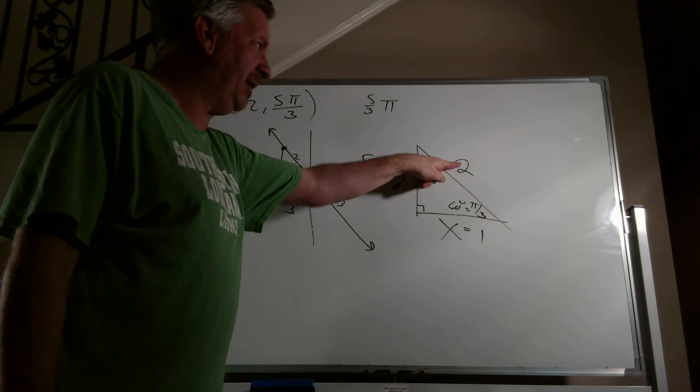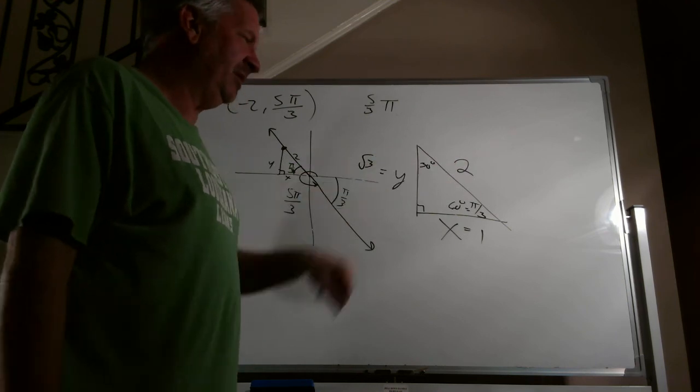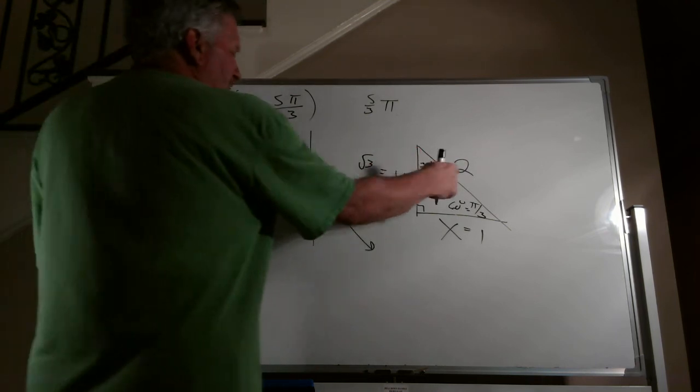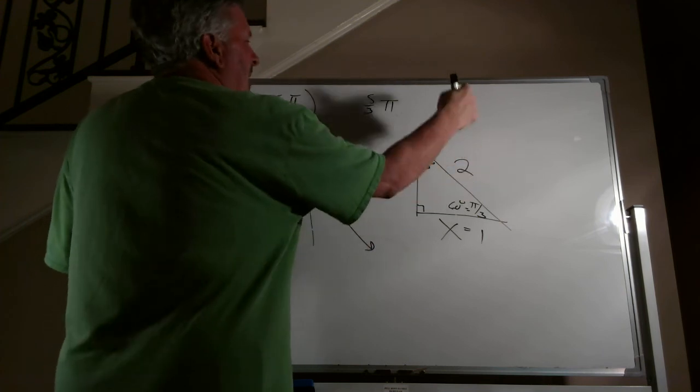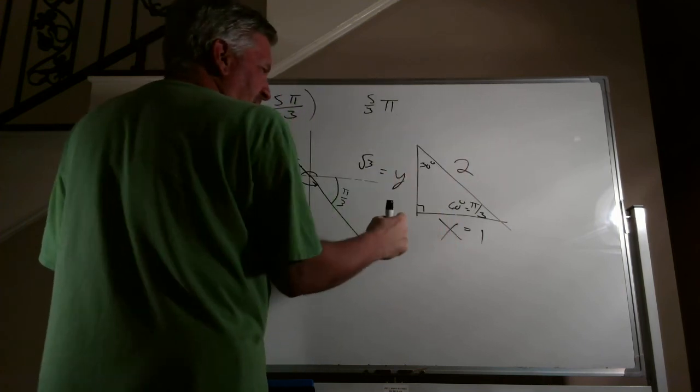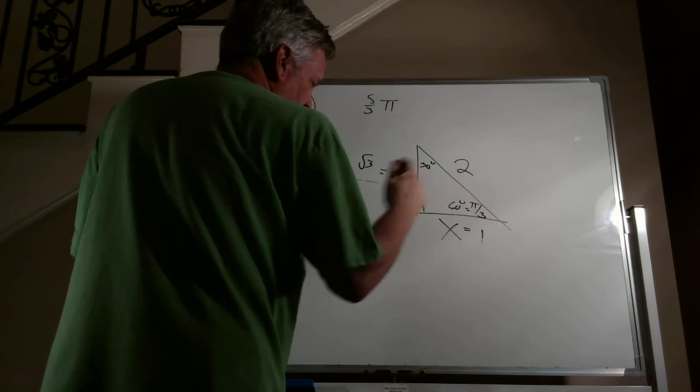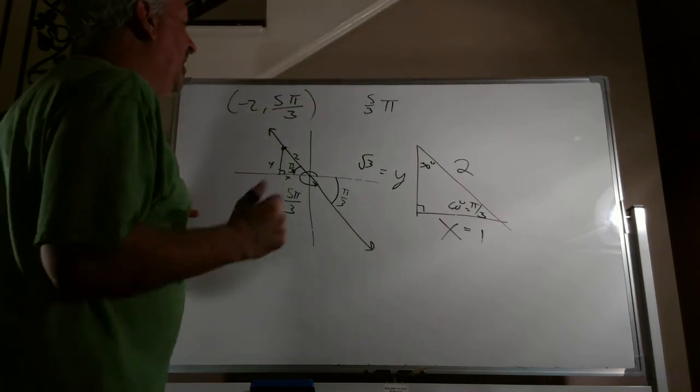Now, 2 is on the hypotenuse. If 2 had been over here, it wouldn't have been the special triangle. The 2 on the hypotenuse makes that 1 and root 3. If the 2 were here, that couldn't be 1 and root 3, is what I'm saying. Right? Now, we have to be careful, though.